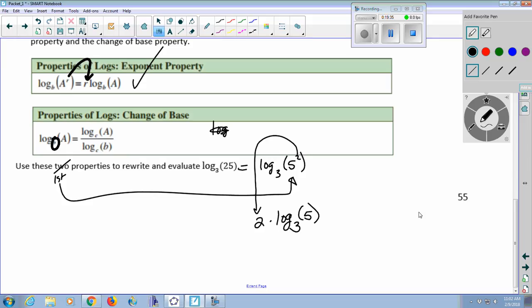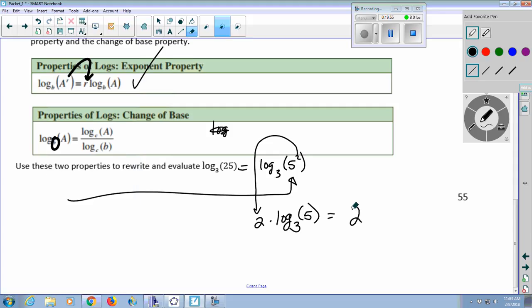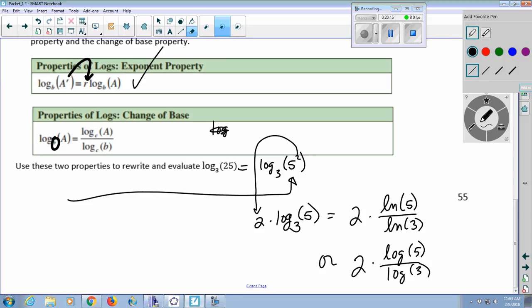Now this is the exact answer. If this was part of a problem, this would be the exact answer right there. However, sometimes we'll want an approximation. To get the approximation, the only choices I have on my calculator are a common log button and a natural log button. So I have to convert this with the change of base formula. I can use either the common log or the natural log. It doesn't matter. So you take the natural log of 5 and divide it by the natural log of the base, or you could do the common log of 5 divided by the common log of 3. They're both exactly the same.